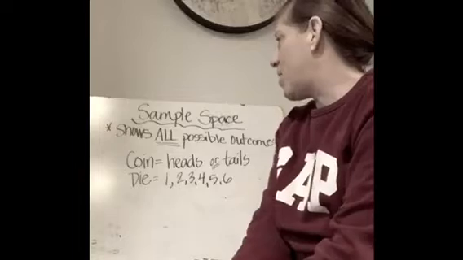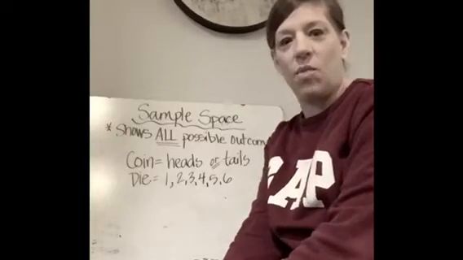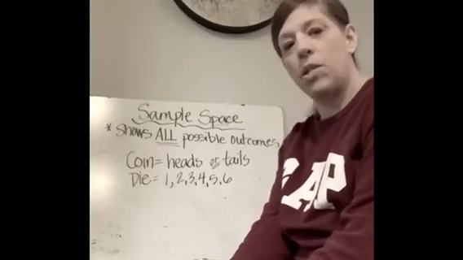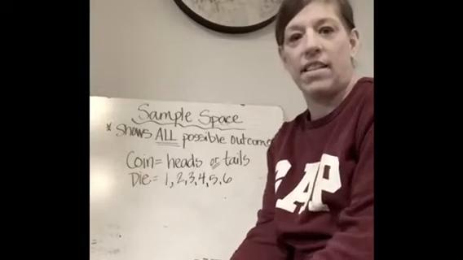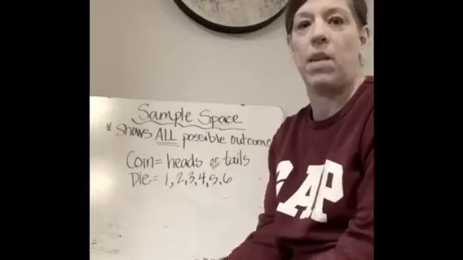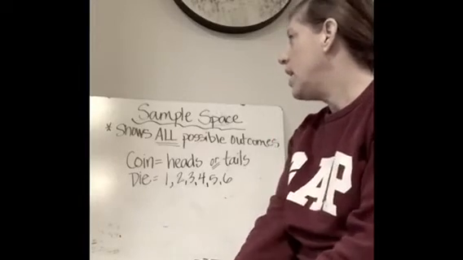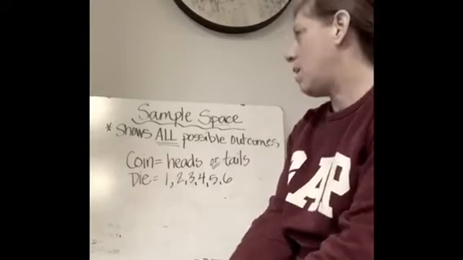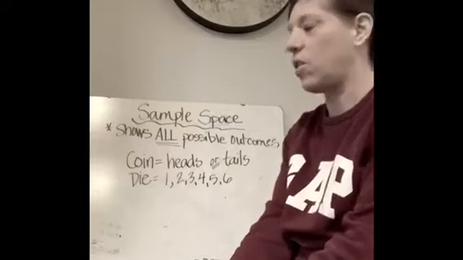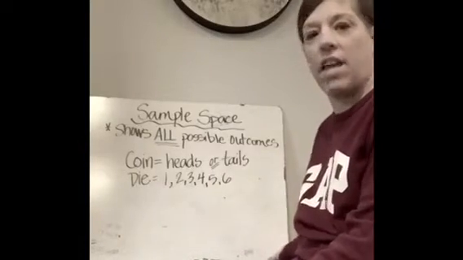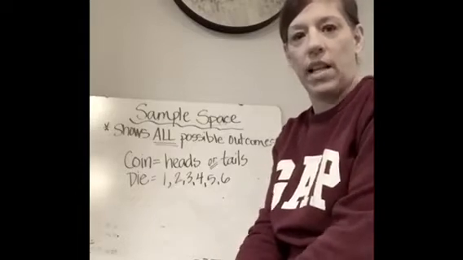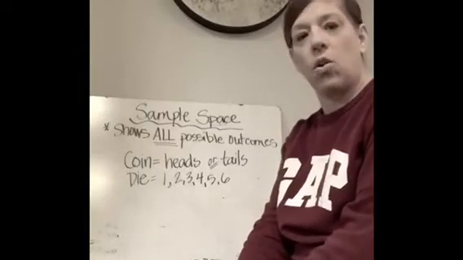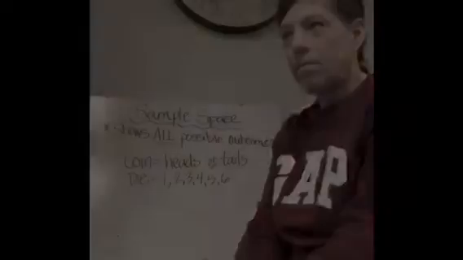I just wanted to do a lesson for you because you're going to be learning about sample space this week. And I wanted to give you a brief lesson just to show you some examples and explain what it means. So sample space is just a form of probability that shows all the possible outcomes of an event. And I'm going to use an example that you can all relate to, and that would be flipping a coin and rolling a die.